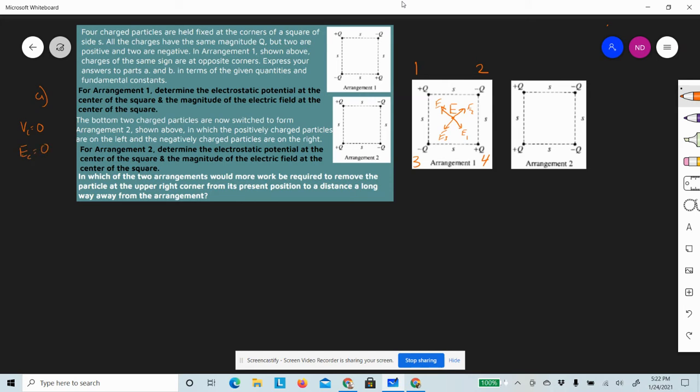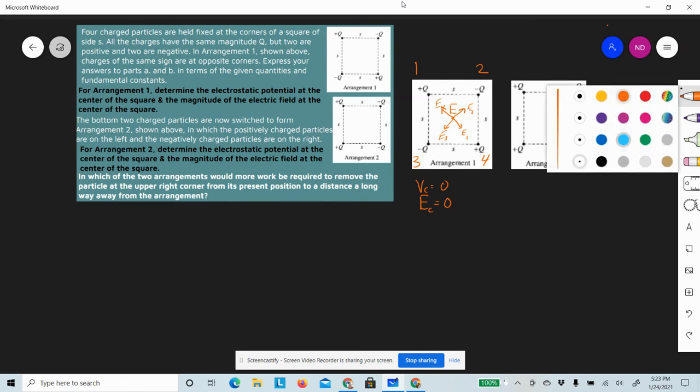So for arrangement number 1, potential and electric field are both 0. V at the center equals 0, and electric field at the center equals 0. Everything cancels out. That is not necessarily going to be the case if we start rearranging them. So now the bottom 2 particles are swapped. Here we go. So what happens here? Let's change colors.